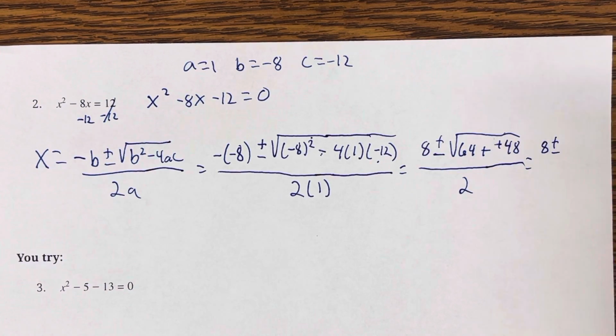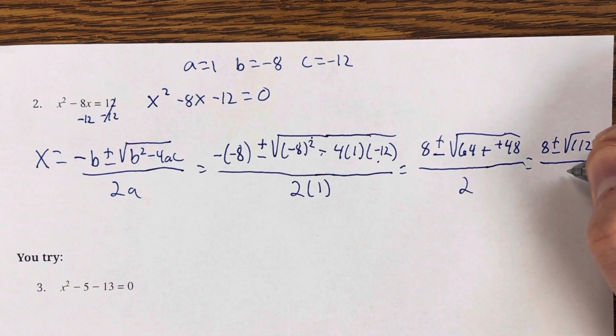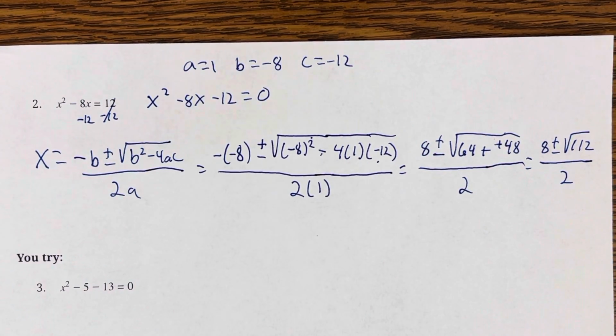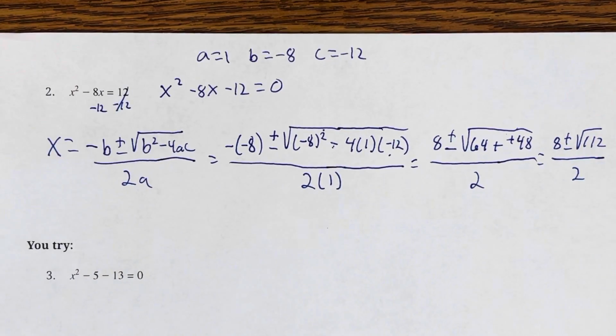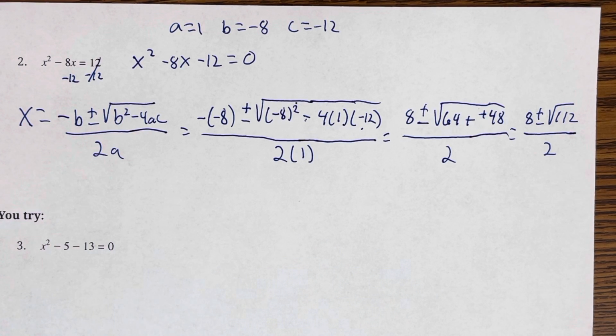All right, simplify this one step forward. 8 plus or minus, we have to do 64 plus 48 is 112, divided by 2. All right, so I would say that's our exact form. We could leave it there. We could simplify this radical by finding its perfect square factors. And the perfect square factor that goes into 112 is 16.